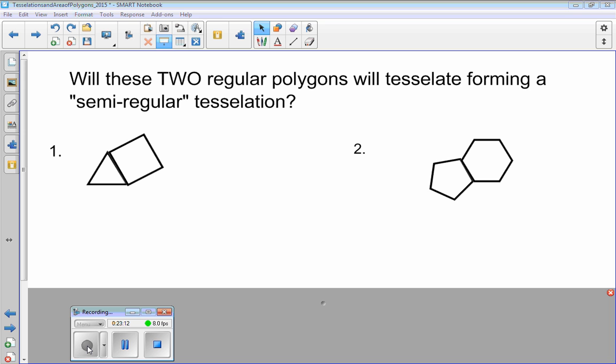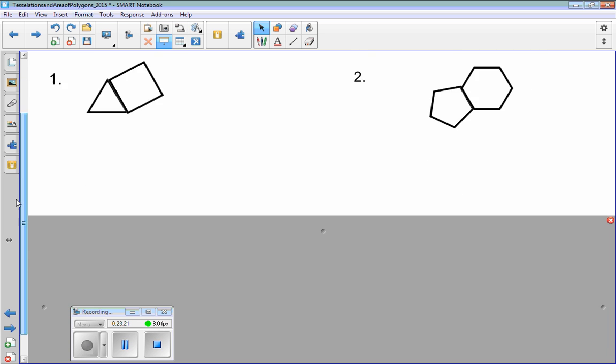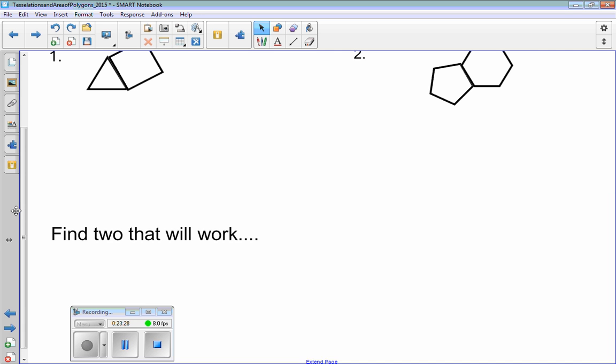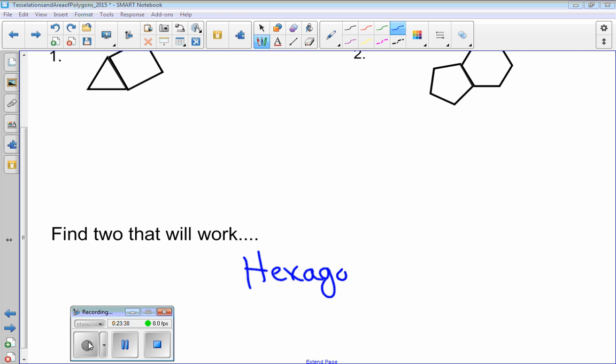Okay? So your job right now is to figure out what only two shapes. Only two. I'm going to give you probably about 3 minutes. That's all the time we're going to have. Can you come up with two that will tessellate, two regular polygons? So we said a hexagon and a triangle. And they need to be regular. That will work.